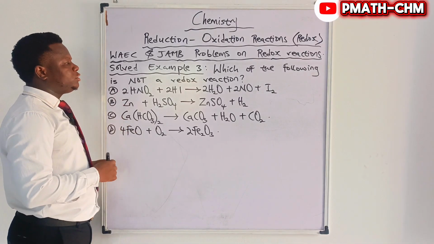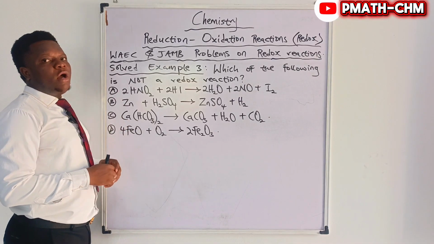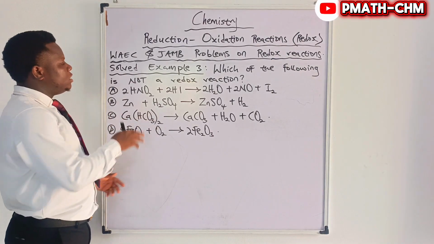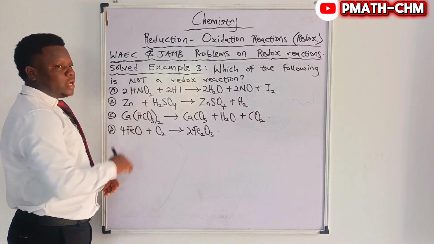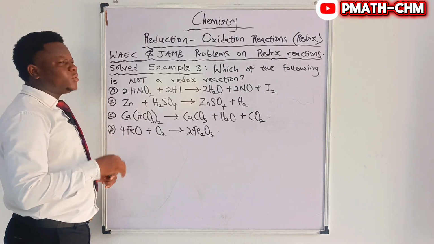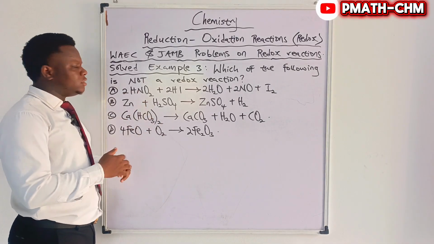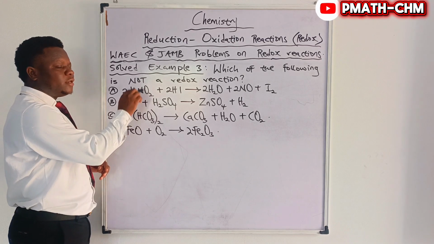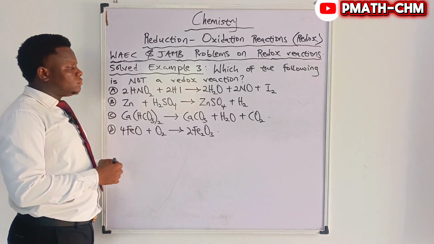Let's start with option A. If you are good with your IUPAC nomenclature, which is the naming of compounds, the name of this compound is what? Dioxonitrate(III) acid. So from that name, without performing calculations in your exam, it means if I'm to calculate the oxidation state of nitrogen here, it's going to be +3.